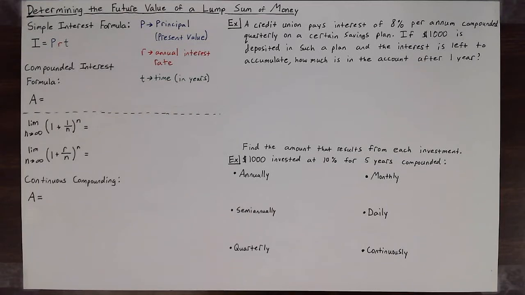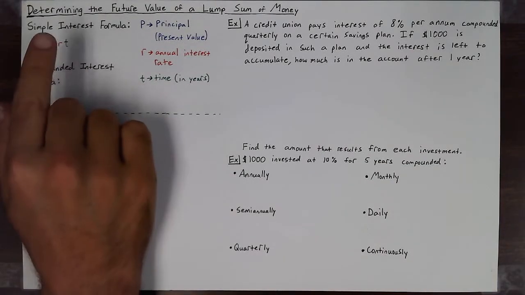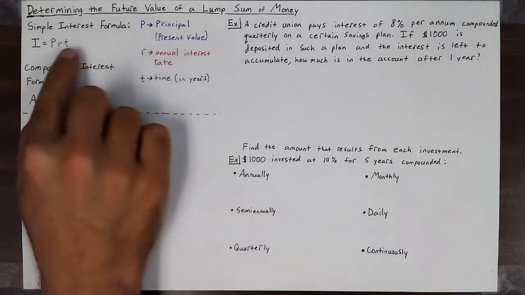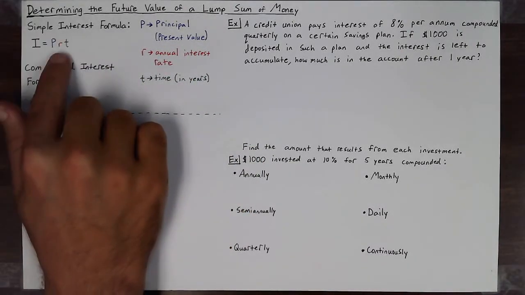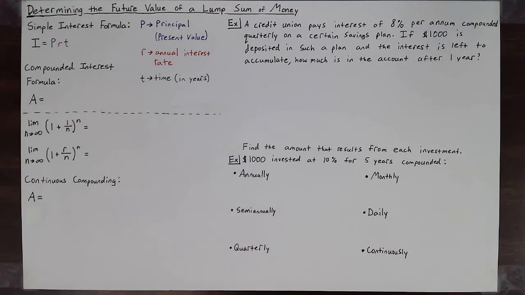In this video, we're going to learn how to determine the future value of a lump sum of money. So the first formula I want to bring your attention to is a simple interest formula. If you want to calculate interest, you need to start with a principal amount, which is usually the present value, like a starting amount. Multiply it by the rate, and then however many years you want to do that for. And that will calculate how much interest you'll accrue over a set period of time.